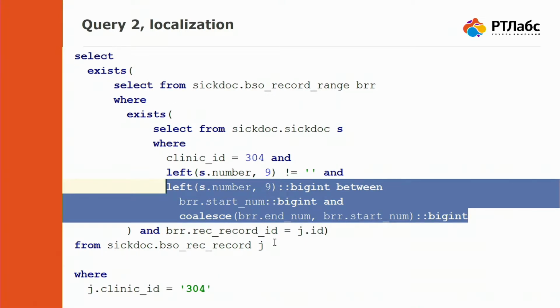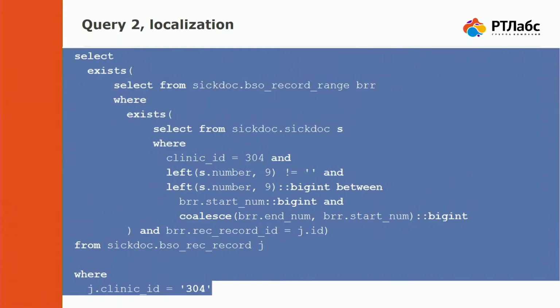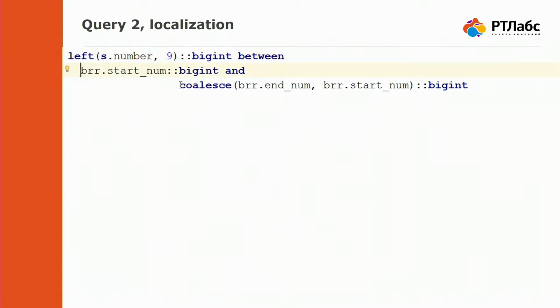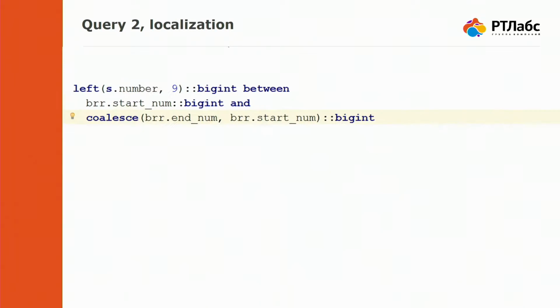Let's take a closer look at bit between. We take the first 9 symbols of a string, and the result is then cast to bigint. Then you see the range and check it.